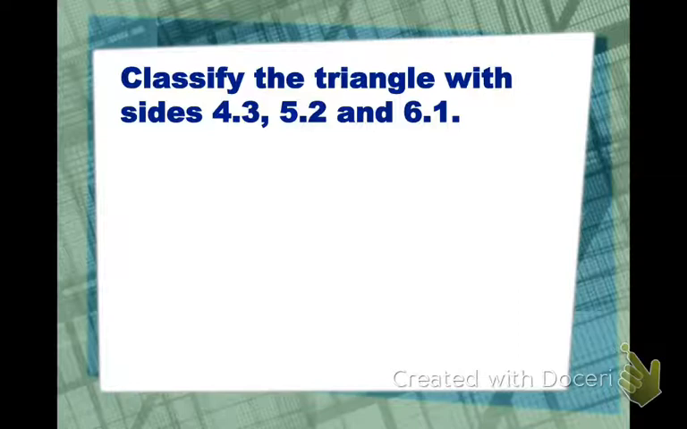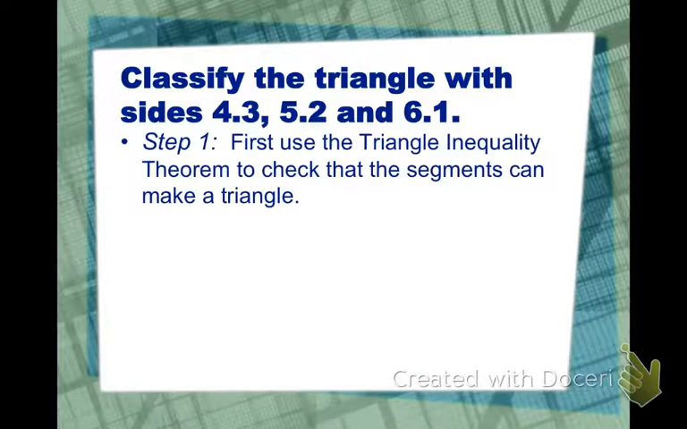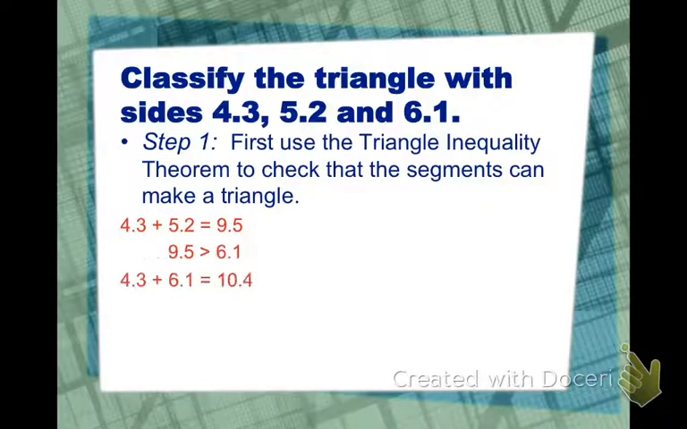Okay, so let's classify the triangle with these given side lengths. Possibly right, but it could be obtuse or acute. So let's take a look. We're going to use our triangle inequality theorem just to make sure that this actually does represent a triangle. So the sum of the two smaller sides has to be greater than the length of the third side. So 9.5 clearly greater than 6.1. Fantastic. 4.3 plus 6.1 is definitely greater than the side 5.2. Likewise, the two longer sides are going to add up to something certainly longer than the shortest side. So good, this is a triangle. This does represent a triangle.